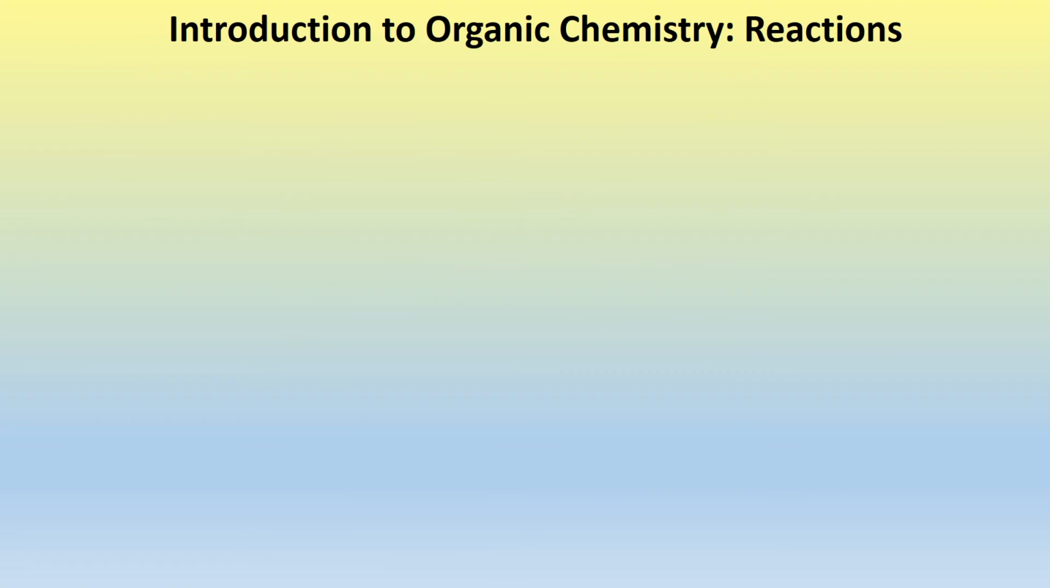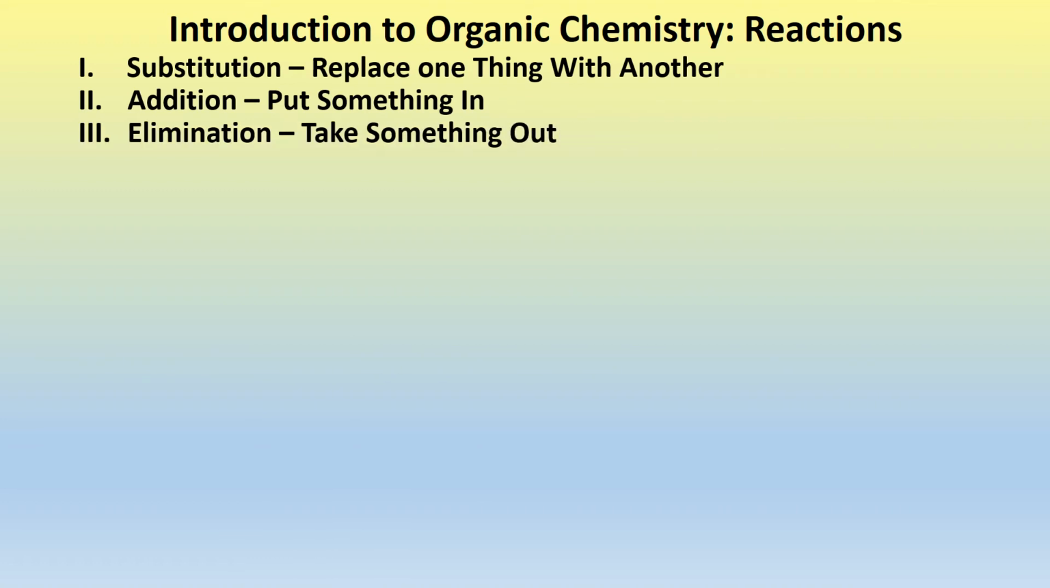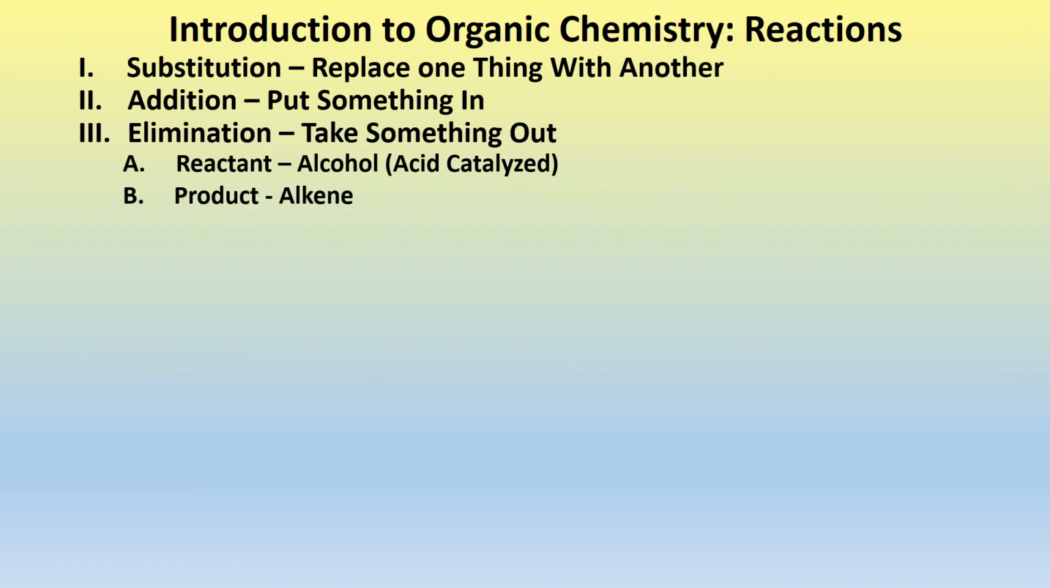So we have seen substitutions, in which alkanes or alcohols can have an H replaced or an OH replaced with a halogen. Additions, where a double bond is opened up. A third type of reaction is an elimination, where again, descriptively, you are taking something out of the molecule. The reactant is going to be an alcohol, and it will be what is called acid catalyzed. The product is an alkene.